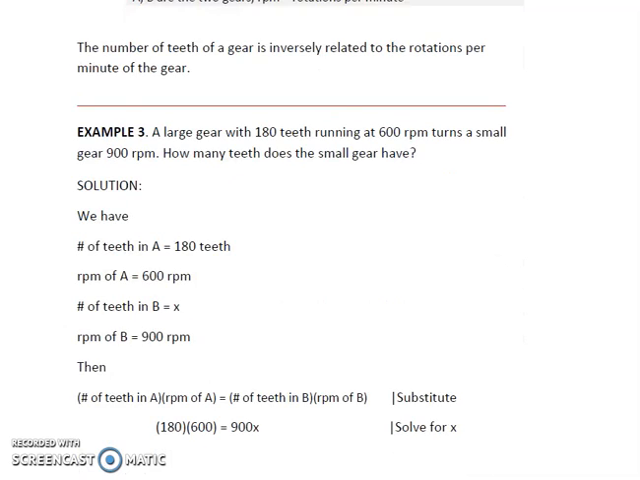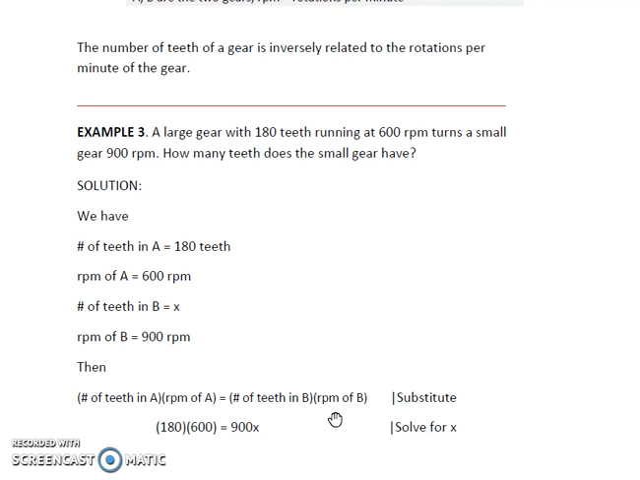Example 3. A large gear with 180 teeth running at 600 rotations per minute turns a small gear 900 rotations per minute. How many teeth does a small gear have? So we have that gear A has 180 teeth and rotates at 600 rotations per minute. We have that gear B, we don't know how many teeth, so we call it x, and the rotations per minute of gear B is 900 rotations per minute.